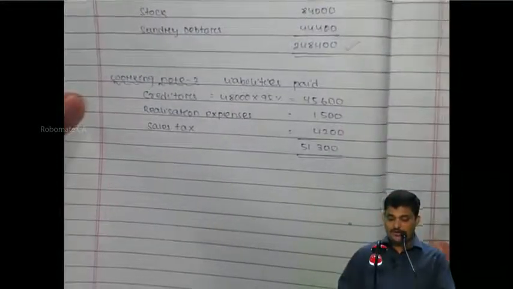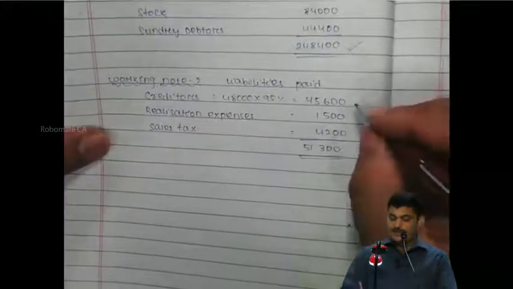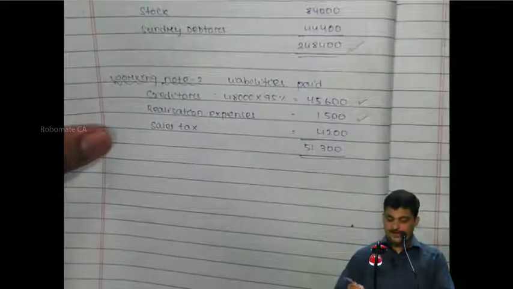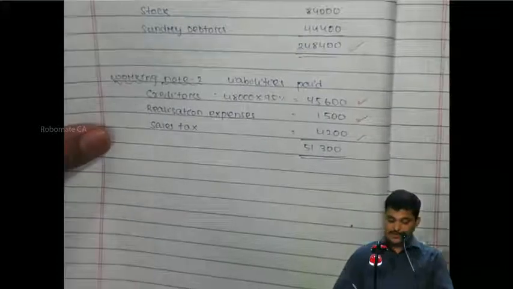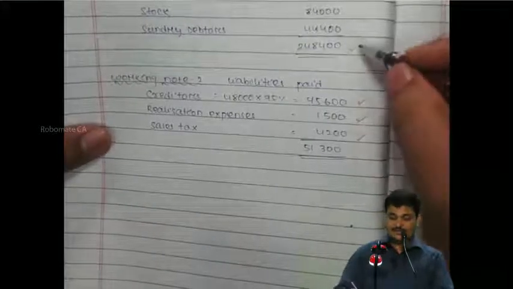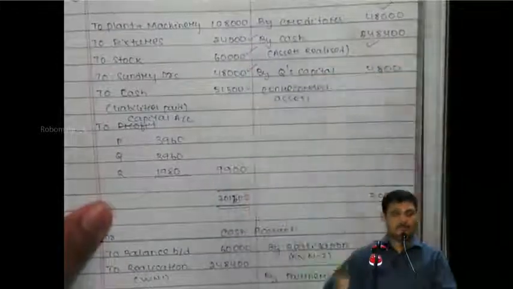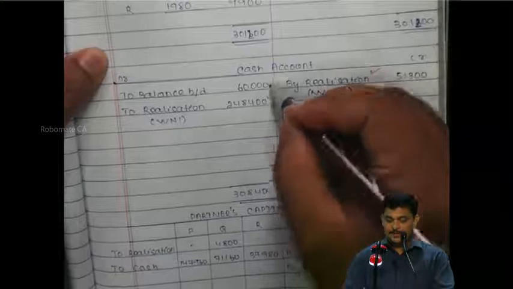Like that we got 2,48,400. Liabilities wise, creditors at 5% discount. Realization expense is not there in the balance sheet. Sales tax is also not there in the balance sheet. Everybody? So like that we are just taking these assets realized, liabilities paid. Entry will be in the realization account by cash as well as to cash, and in the cash account by realization to realization.